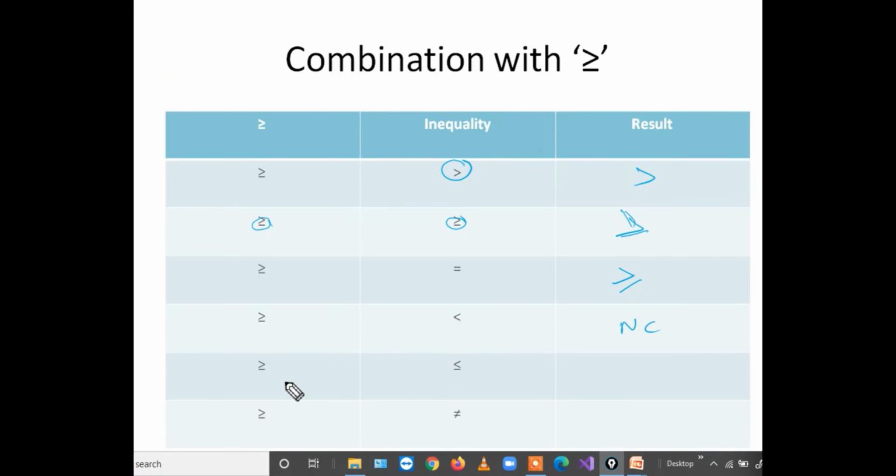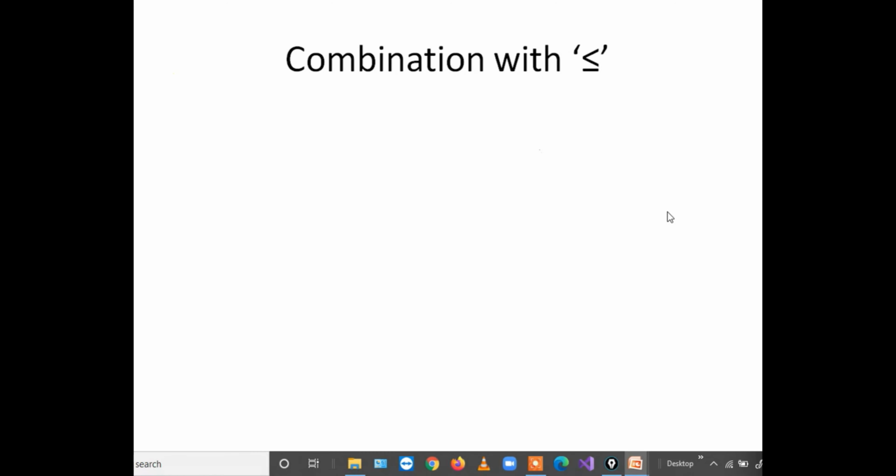Sir, equal to is there commonly. So equal to is of second priority. Primary is opposite polarity. There is an opposite polarity, no combination. Greater than or equal to, not equal to. Not equal to is nothing but either greater than or less than. So there is a greater than, and in this we have a less than. So no combination. Let us move on to another combination with less than or equal to.